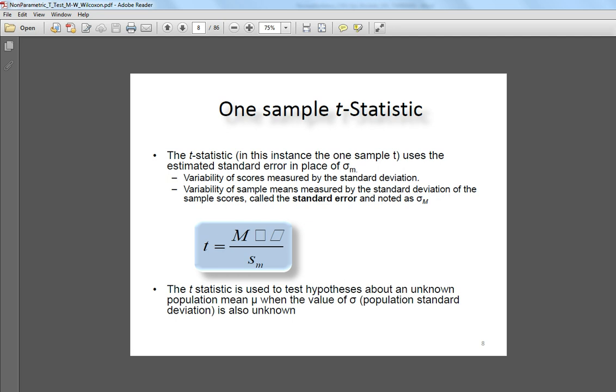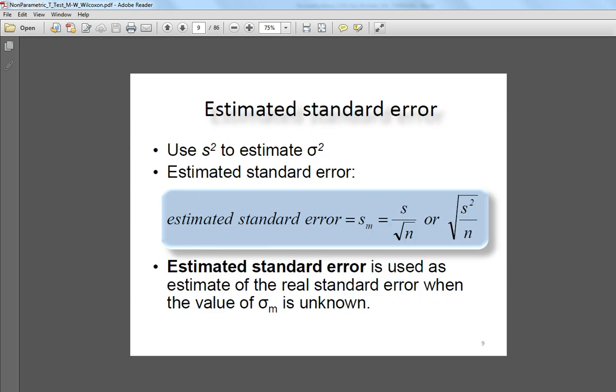And the t-test statistic is typically used to test hypotheses about an unknown population mean, which is represented by mu, when the value of sigma, the population standard deviation, is also unknown, with a caveat that in the t-test statistic it is the estimated standard error that's being utilized, not the standard deviation. So what is this estimated standard error? Why is this so important in the concept of the one sample t-test? Well, it actually uses the sample standard deviation to estimate the population standard deviation.